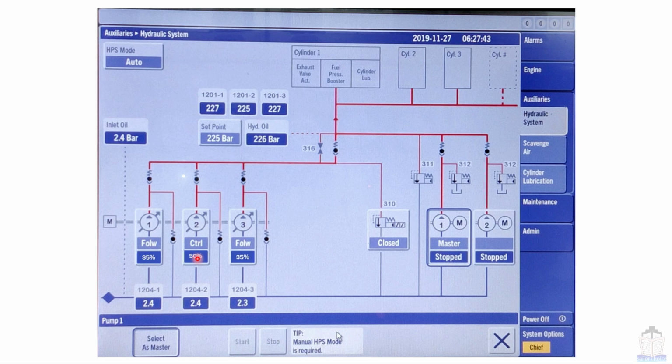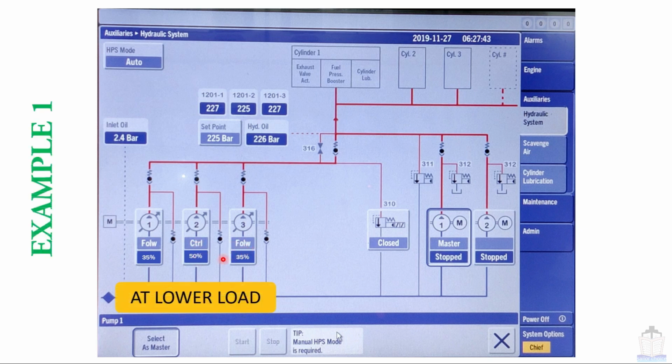Now moving next, we are going to see the example part related to control and follow mode. Here I am representing example number 1, and in that example it is assumed that the engine is running at lower load. In that case, control pump will run at about 50% load and follow pumps will run at the lower load, around 30%, 25%, 35%, like that.